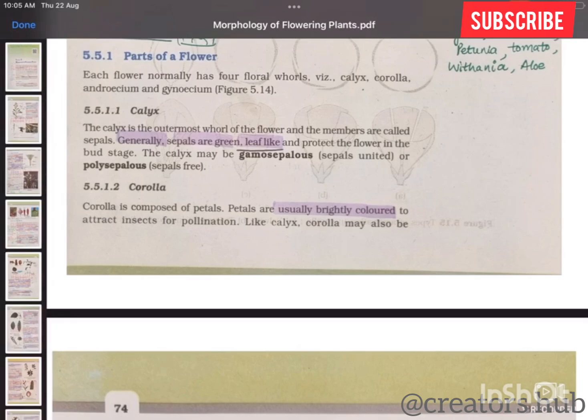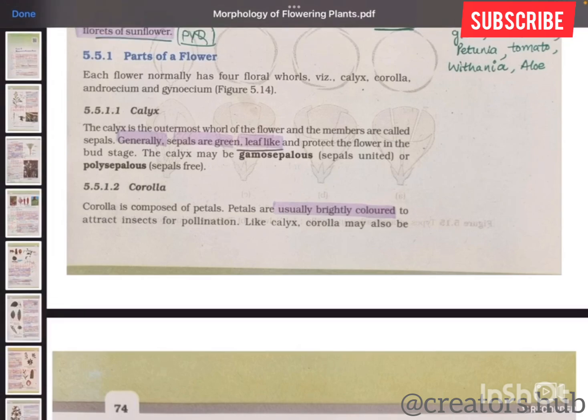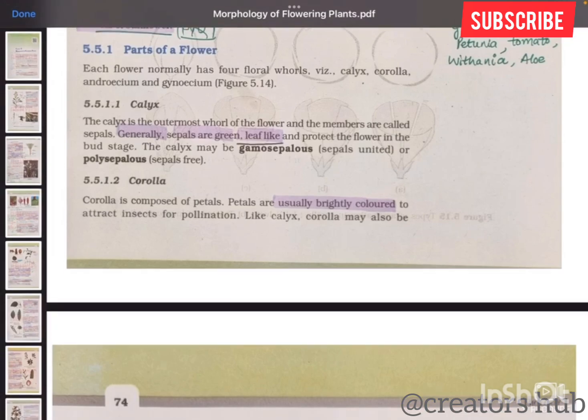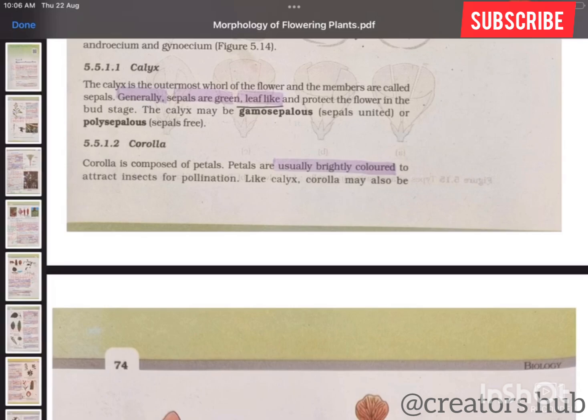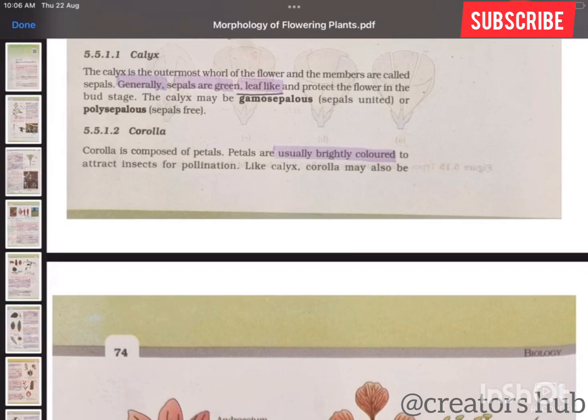Parts of flower. Each flower normally has floral whorls: calyx, corolla, androecium and gynoecium. The calyx is the outermost whorl of the flower and its members are called sepals. Generally, sepals are green, leaf-like and protect the flower in the bud stage.